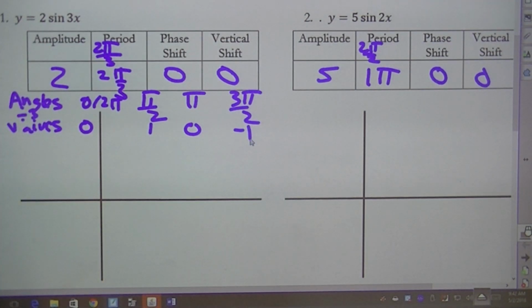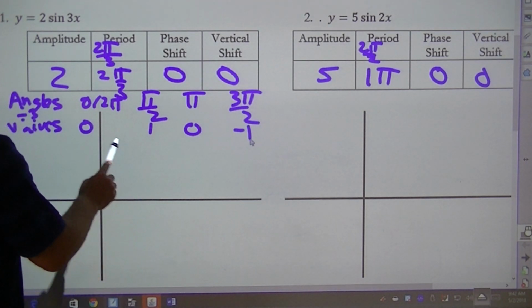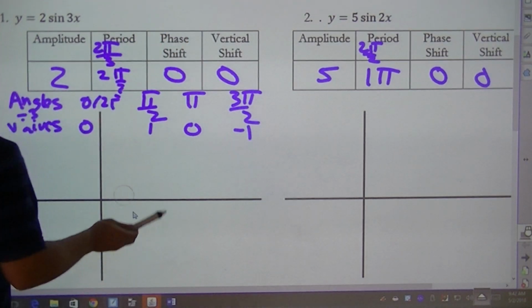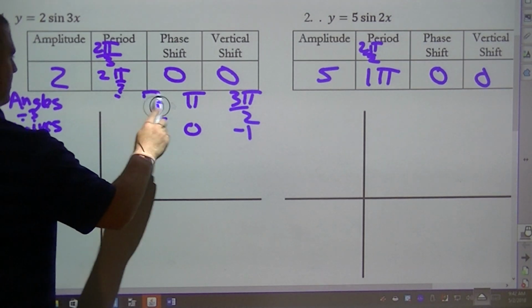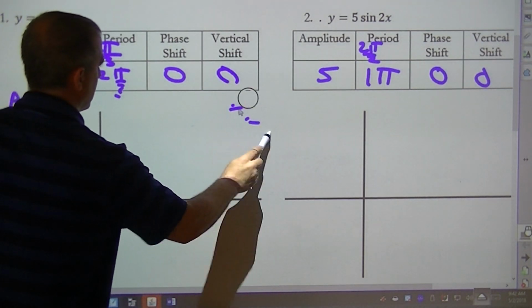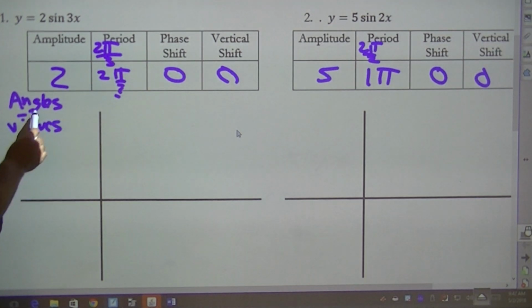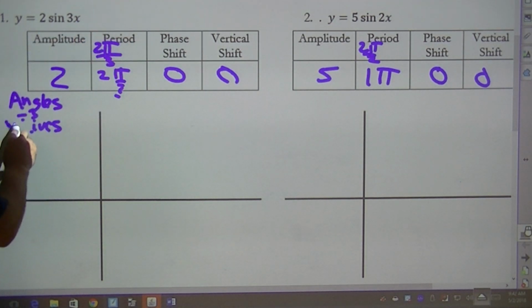Okay, now I'm really running out of room here to do this. So what I'm going to do, that's what you would start with for those. I'm going to take my angles and divide them by 3. My values are going to be times 2.